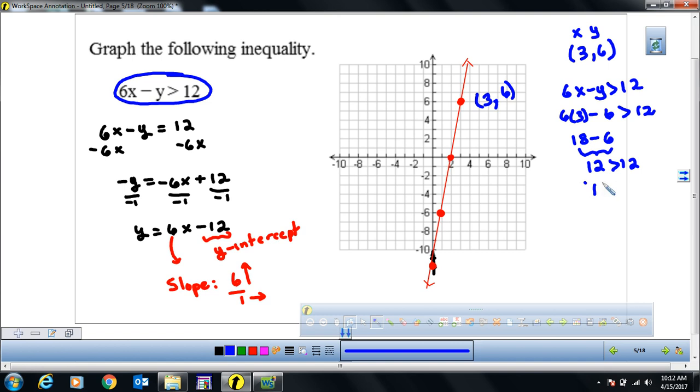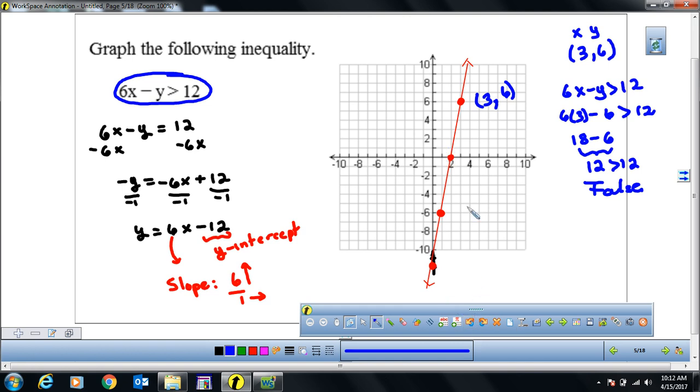That it is a false statement. So what does it mean by false statement? That means that this point 3, 6 is not a solution. And likewise, if I replace this one, it's also going to be not a solution. It's going to give me a false statement. If I replace that one, it's going to be not a solution. If I replace that one, it's going to be not a solution.